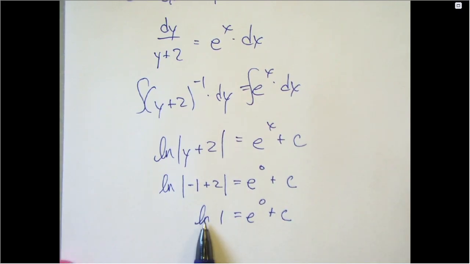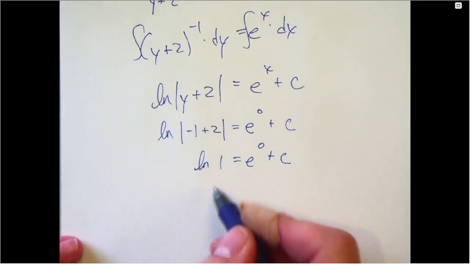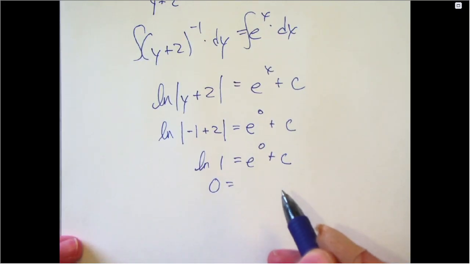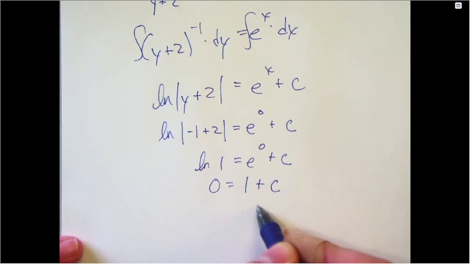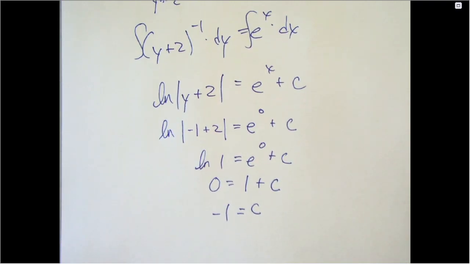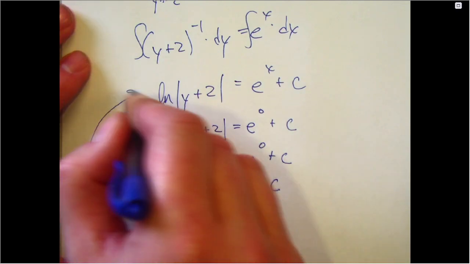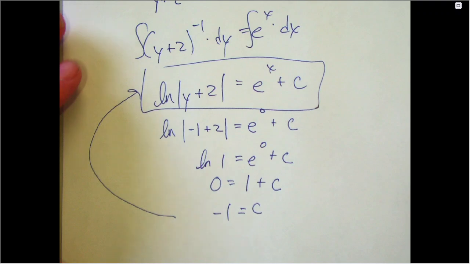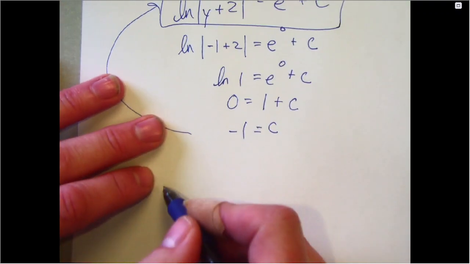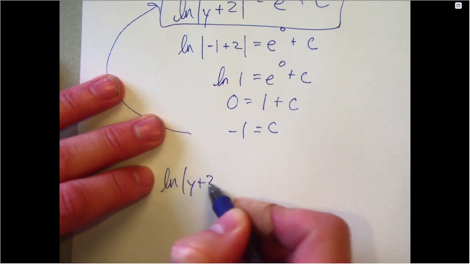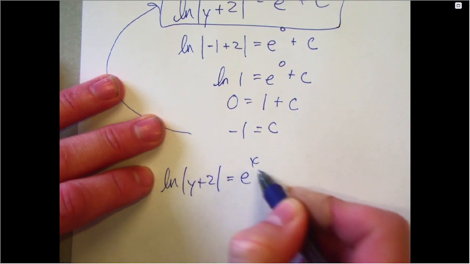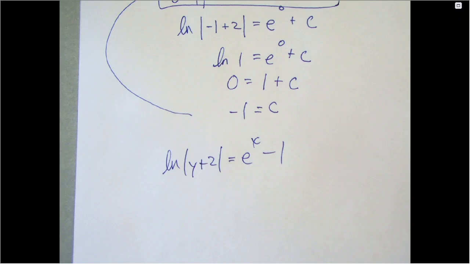What's the natural log of 1? 0. What's e to the 0? 1. So that means my c is equal to negative 1. So far so good? Okay. So now I go back. I kind of rewrite this guy with the c included. So now it's ln of y plus 2 equals e to the x minus 1.